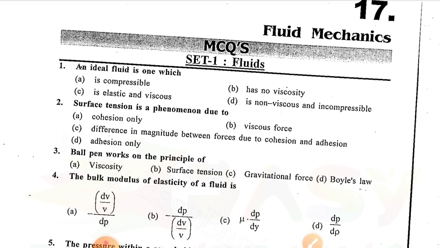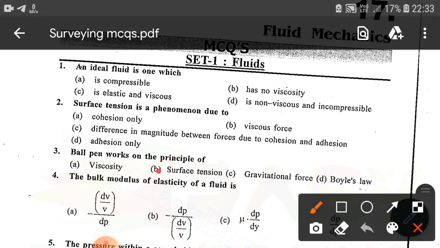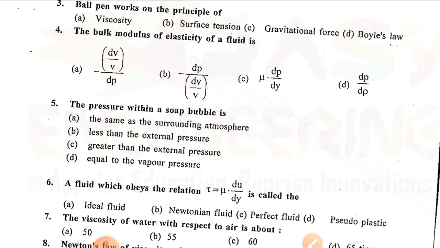Question number 3, ball pen works on the principle of, option B is correct, surface tension. Question number 4, the bulk modulus of elasticity of a fluid is, option B is correct, minus dp by dv by v.